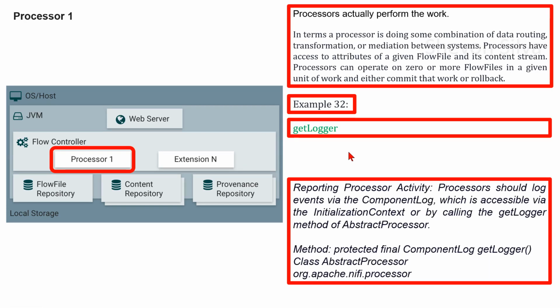Now we are considering reporting processor activity. Processors should log events via the component log, which is accessible via the initialization context or by calling the getLogger method of AbstractProcessor. The method is protected final ComponentLog getLogger. This is in the class AbstractProcessor, which is in the package org.apache.nifi.processor.